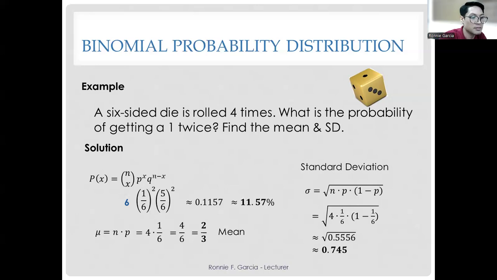So what does it mean? It means that if you record the results of rolling a die 4 times again and again, and record the results, the value of the dispersion or the variation of the results is approximately 0.745.